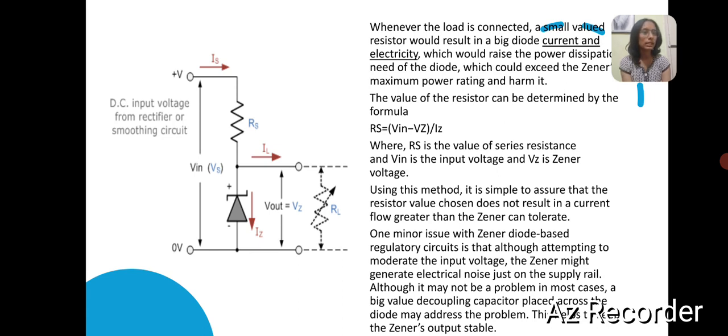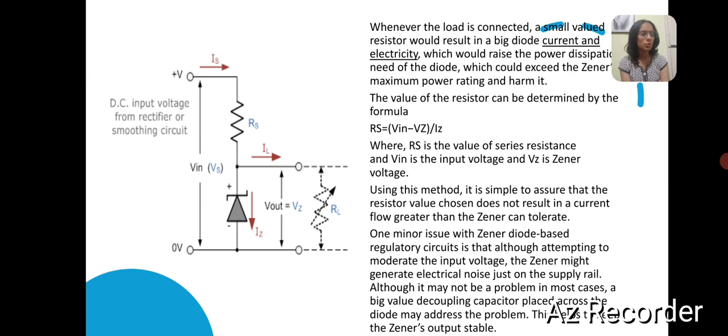Whenever the load is connected, a small value resistor would result in a big diode current, which would raise the power dissipation need of the diode, which could exceed the Zener diode maximum power rating and harm it. The value of the resistor can be determined by the formula Rs equals Vin minus Vz divided by Iz, where Rs is the value of the series resistance, Vin is the input voltage and Vz is the Zener voltage. Using this method, it is simple to assure that the resistor value chosen does not result in a current flow greater than the Zener can tolerate.